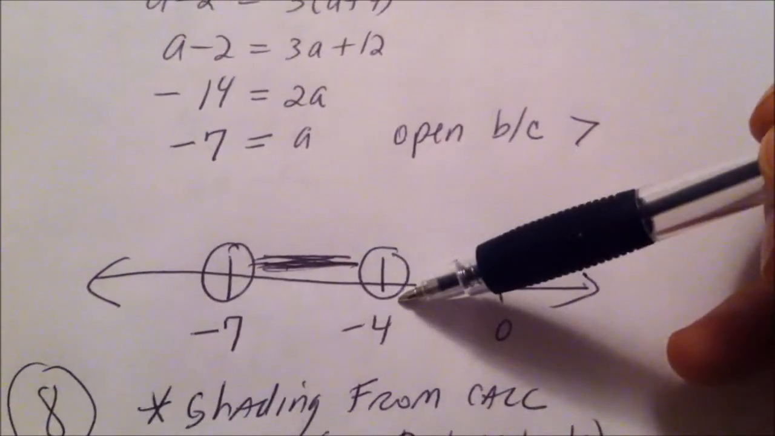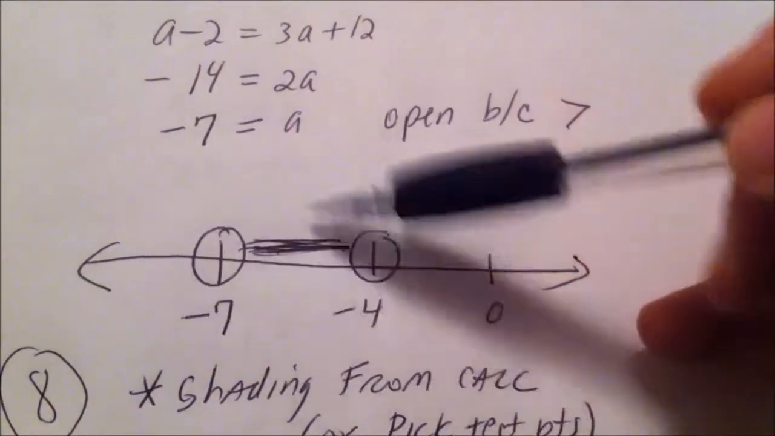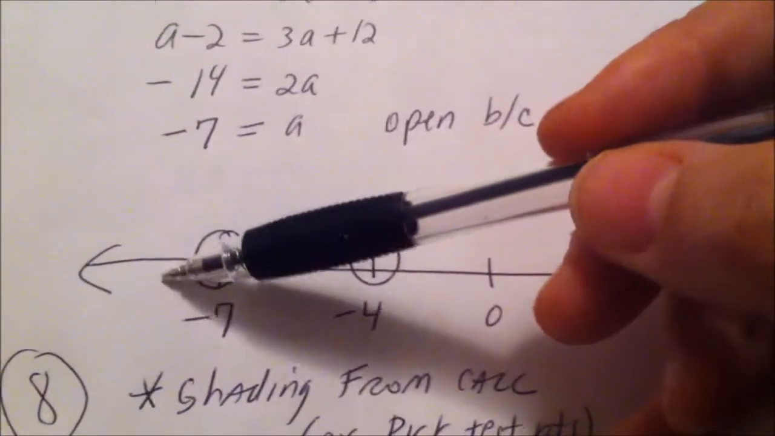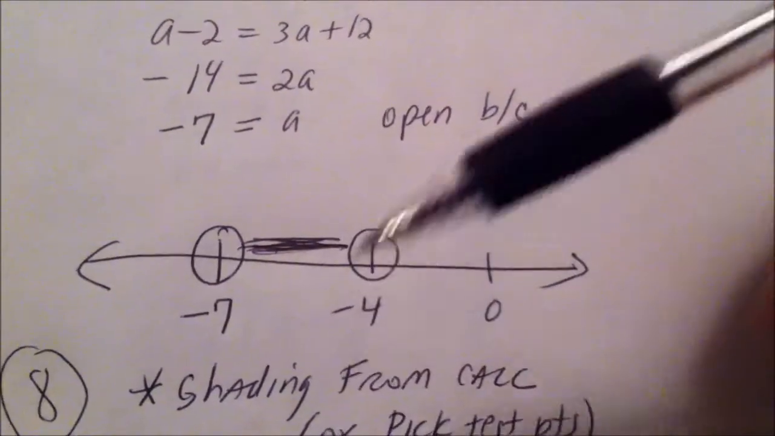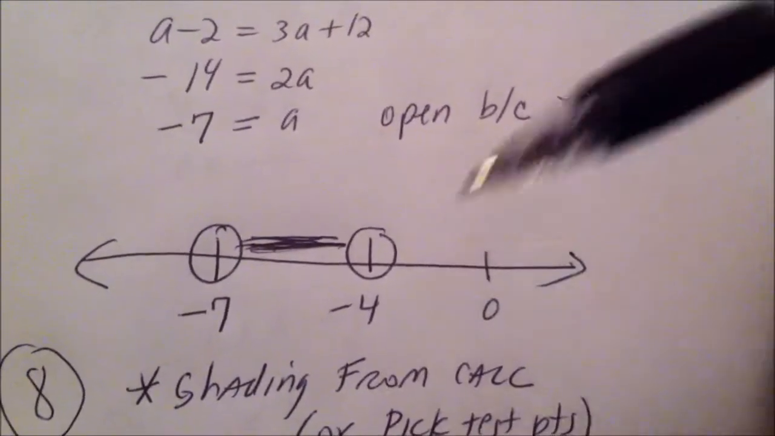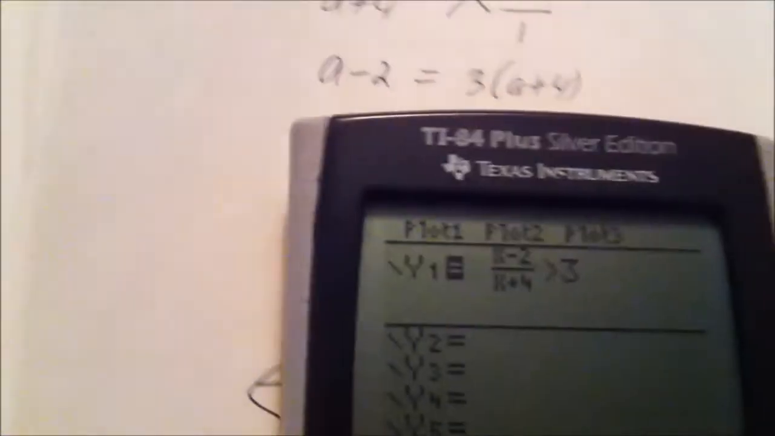Now, how do I know to shade? Back in the day, we used to go through all of these intervals, 1, 2, 3 intervals, pick a test point there like -8, -6, 0, and check to see if it worked in the original. And if it checked, you shaded there. If it didn't, you didn't shade. Now, we have the graphing calculator.